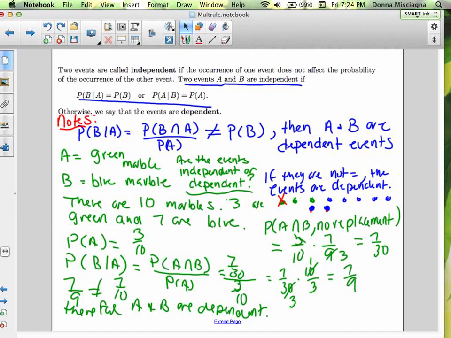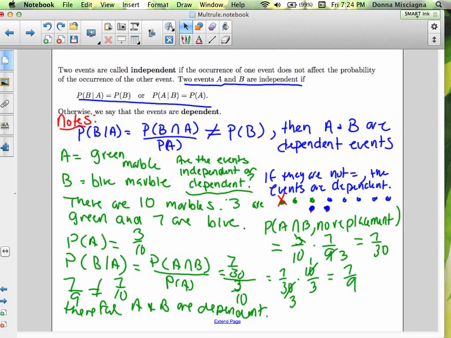Right? So I could simplify that. That's going to be 7/30. So that's the combined probability. So here we're looking at whether the green marble and the blue marble are independent events if I do this with no replacement. All right, so 7 over 30 divided by the probability of A. There are 3 green marbles, 3/10. If I don't replace the marble, 7/30 divided by 3/10 is the same as multiplied by 10/3.